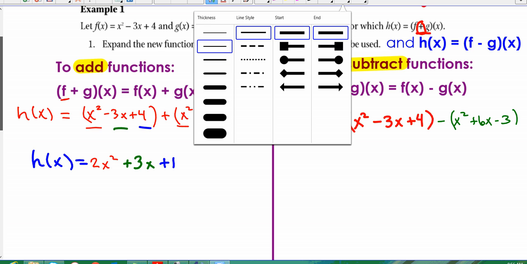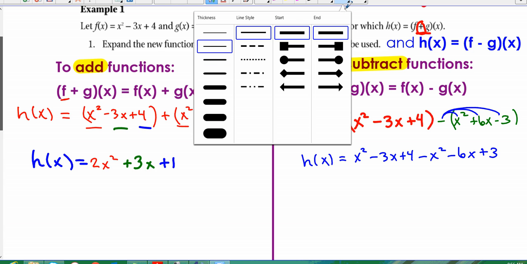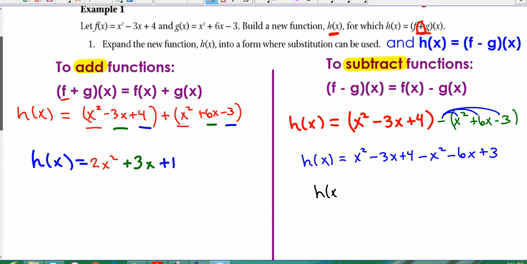So my new function, h of x is equal to, I can drop the parentheses, x squared minus 3x plus 4. I'm going to distribute that negative, so that means that everything in here becomes opposite of what it was. So I now have a negative x squared, a negative 6x, and now a positive 3. Okay, I go through, I combine my like terms. I find out that my new function h of x is equal to, these cancel, I get negative 9x, positive 4 and positive 3 makes positive 7. Okay, so let's move on.